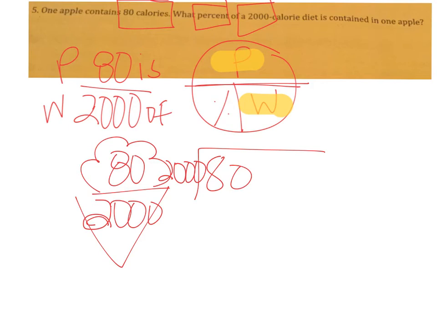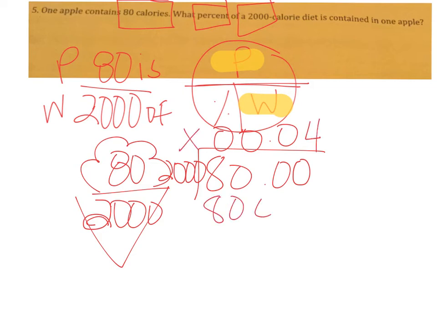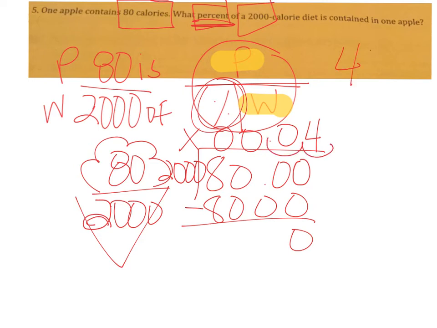So 2,000 does not go into 8 or 80. So I'm going to add a decimal, bring it up, and then I'm going to add a 0. 2,000 does not go into 800, so I'm going to add another 0. 2,000 goes into 8,000 4 times. 4 times 2,000 is 8,000. Subtracting is 0. Well, right now we have a decimal, and remember we want a percent because it says what percent. So I'm going to move the decimal 2 times to the right. So my answer will be 4%.